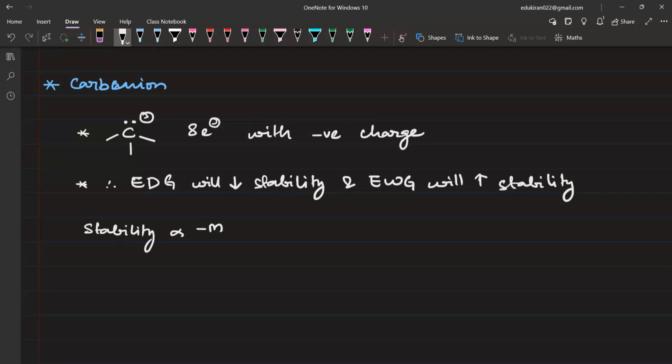It is directly proportional to minus M, inversely proportional to plus M, directly proportional to minus I, inversely proportional to plus I. Please write this down. Raise your hand once you're done.